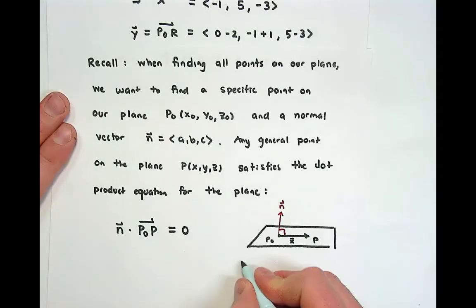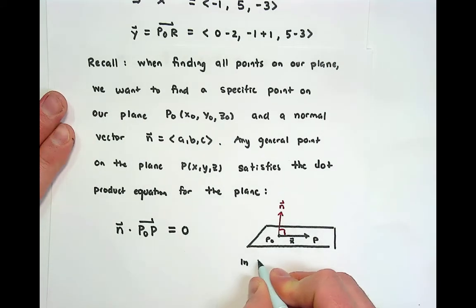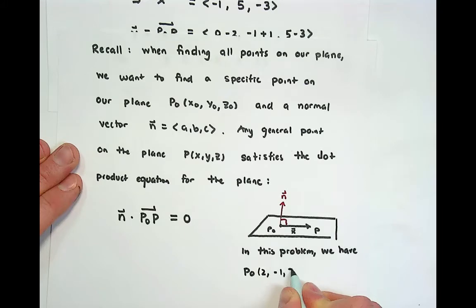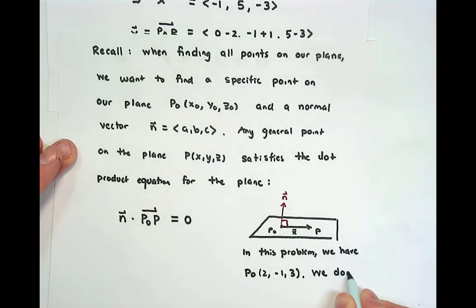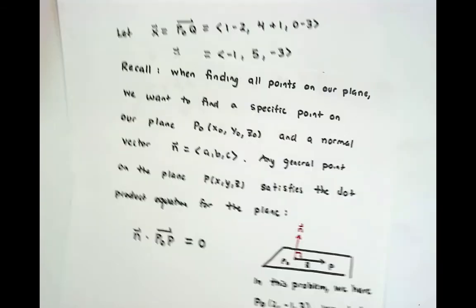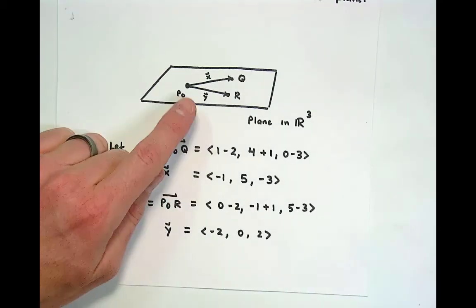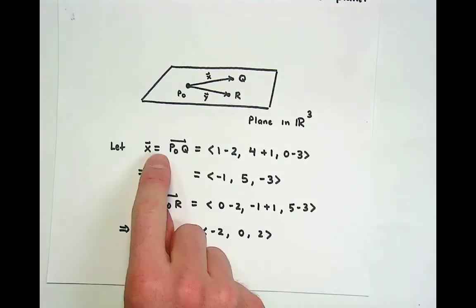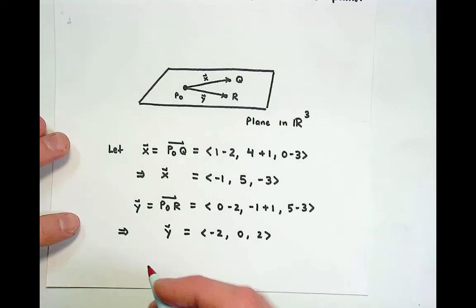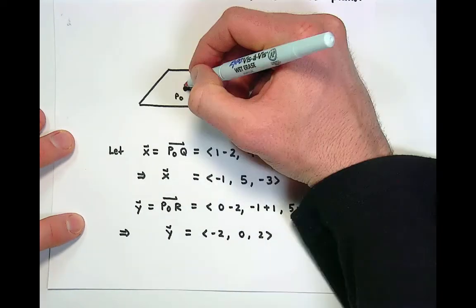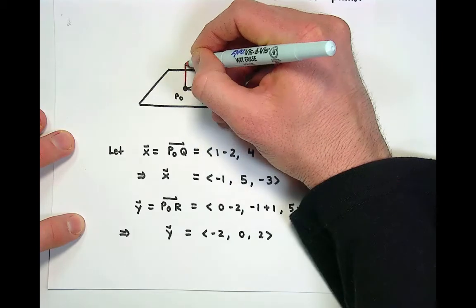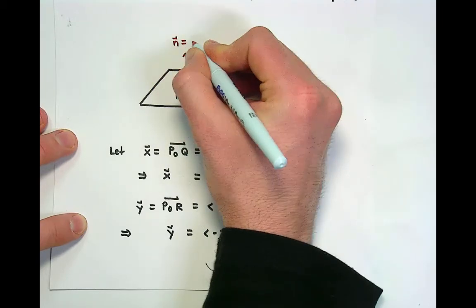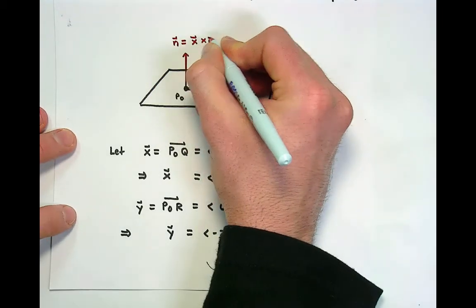Well, in this specific problem, we have P0 given by 2, -1, 3. We do not have n. However, if we look back up into this diagram, we know that the vectors x and y both sit in our plane. Those are specific vectors that connect the exact points that are given in the problem statement. And the moment we know that we have x and y in the plane, we also know that we can use the cross product to generate a vector normal to each of these, which you might call x cross y.